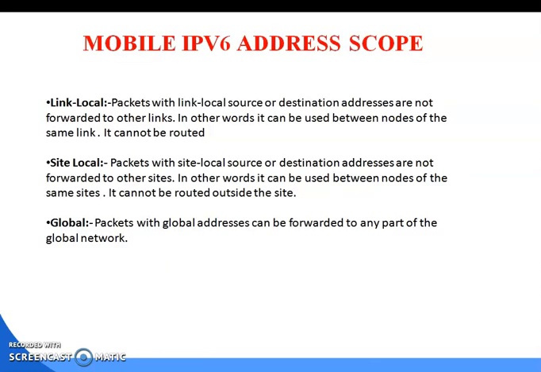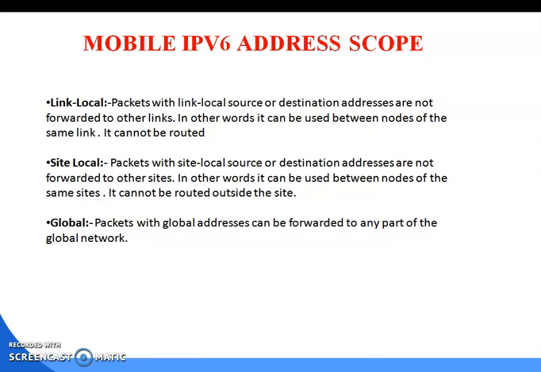Next, the address scope. What are the mobile IPv6 address scopes? Link local: packets with link local source or destination addresses are not forwarded to other links. In other words, it can be used between nodes of the same link. It cannot be routed. Site local: packets with site local source or destination addresses are not forwarded to other sites. In other words, it can be used between nodes of the same site. It cannot be routed outside the site. Global: packets with a global address can be forwarded to any part of the global network.